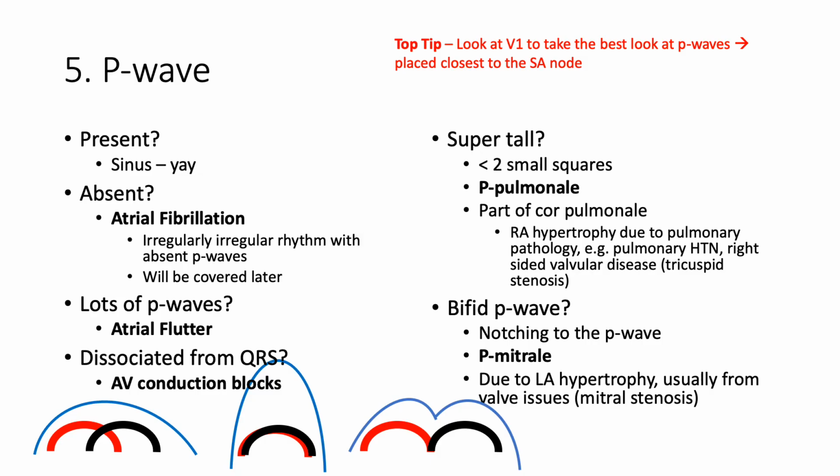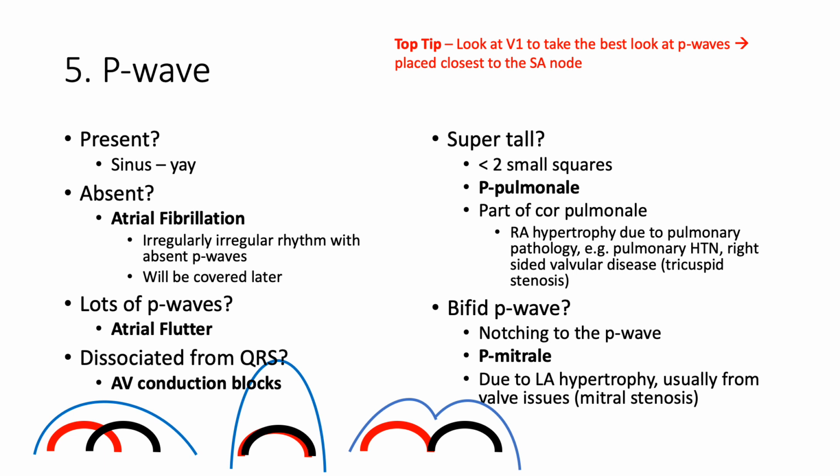So, P waves. We've moved on, we've done our rate, we've done our rhythm, we've done our axis, and now we're at the start of our QRS, at the start of our little complex, which is good. We're advancing. So if your P wave is present, you're pretty much in sinus, sinus just being that you're driven by your SA node. If it's absent, it's essentially atrial fibrillation, the definition of that being irregular rhythm with absent P waves.